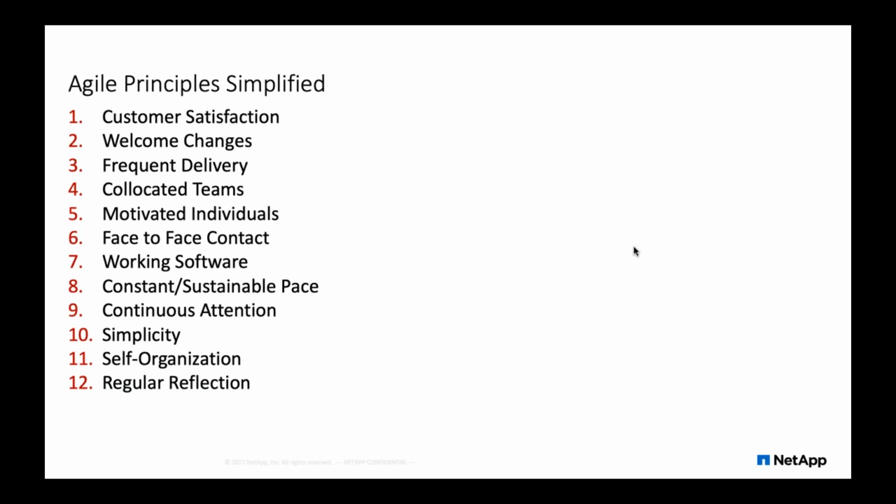Next one is self-organization. In Agile, there is no role called manager. There are only coaches and facilitators, because what is expected is that the team, once they start working, understands what is working well, what is not working well, and how they can improve as a team. That's why Agile teams are self-organizing in nature.